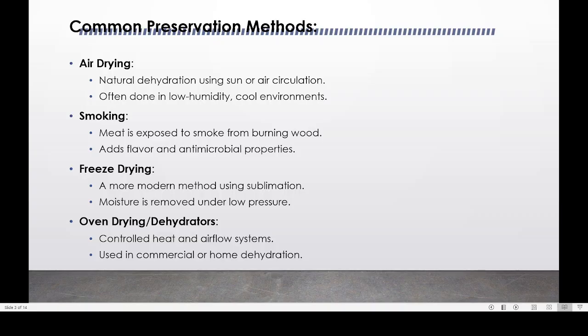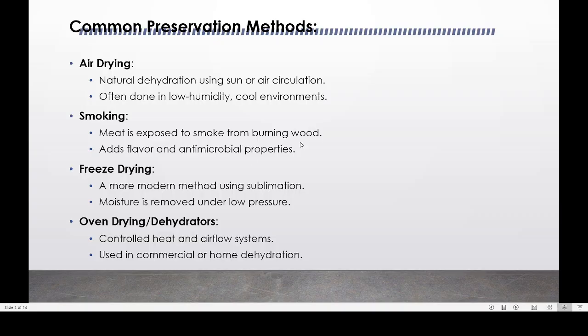And advantage of smoking is that smoke contains phenol. And because of the presence of phenol, it gives smoked meat a special taste. And second is that phenol is an antibacterial substance. So presence of phenol will prevent the activity of microorganisms. So that is the advantage of smoked meat. Meat is exposed to smoke from burning wood, and that will be adding a special flavor. Flavor means taste and smell, and also antimicrobial property because of the presence of this phenol.